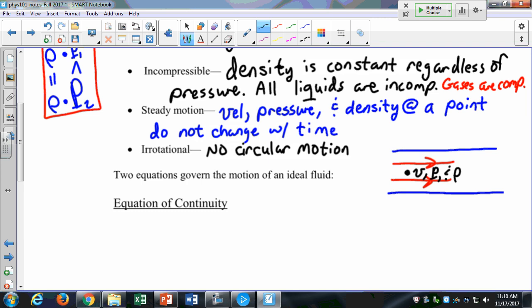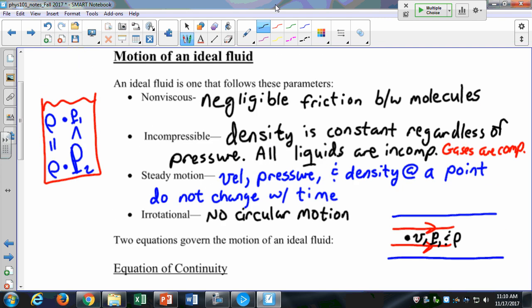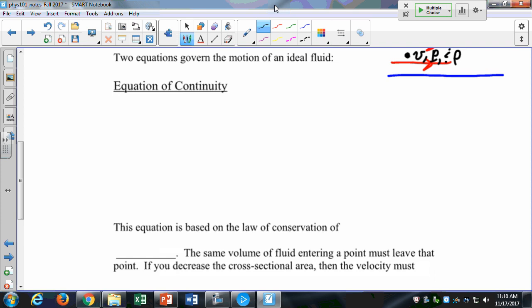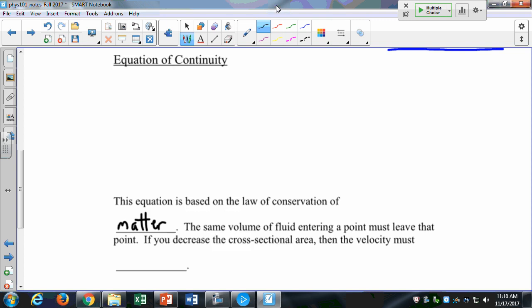And when we have an ideal fluid, and you need to know these four terms and sort of roughly what they mean, there are a couple of principles that come out of this. And the first is the equation of continuity. This is based on the law of conservation of matter, which we don't really cover, but you've probably heard it before. And that's just that in our world we can't destroy or create matter out of nothing. We have matter and we can change forms, but it doesn't come or go, just like we can't get rid of it.